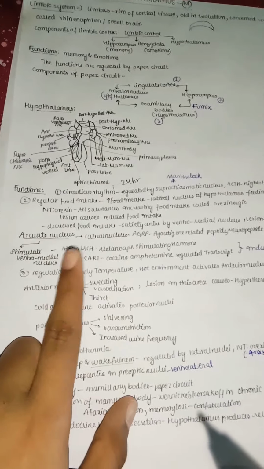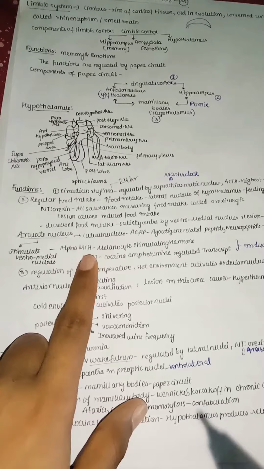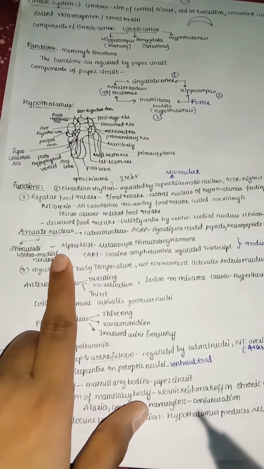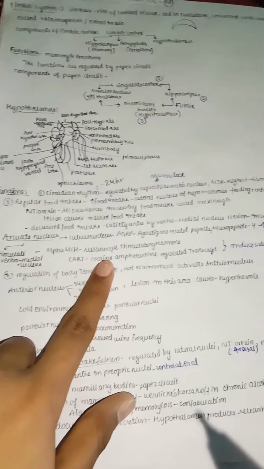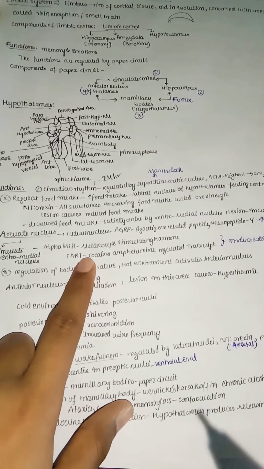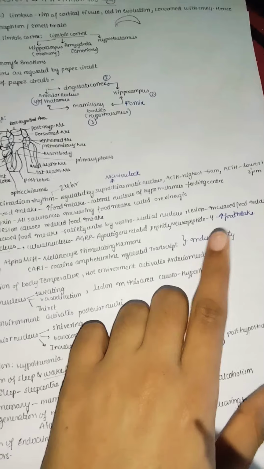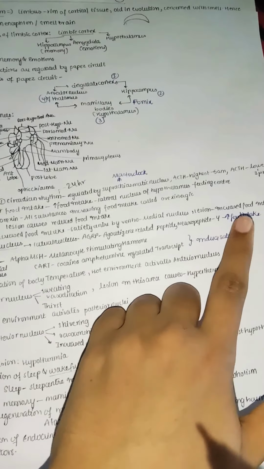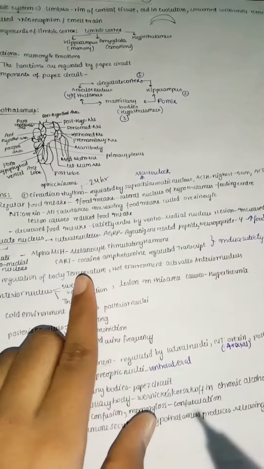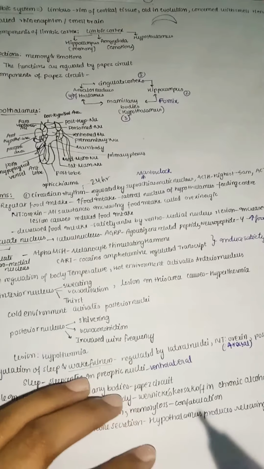So what is the mechanism for satiety? Alpha MSH is released, that is the alpha melanocyte stimulating hormone, and also cocaine amphetamine regulated transcript. Because of these two chemicals, it will lead to satiety. So higher food intake by neuropeptide Y, satiety by CART and alpha MSH.